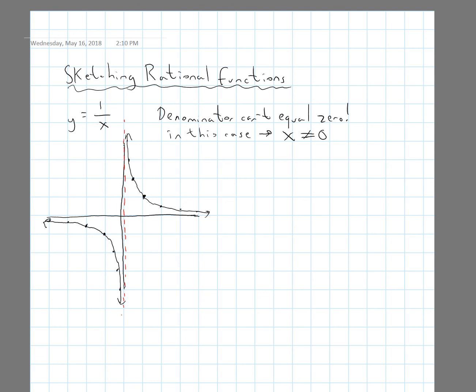And this sort of concept of a dotted line that a graph can come close to but never be is called an asymptote. And this one we would call a horizontal. No, vertical. Vertical.